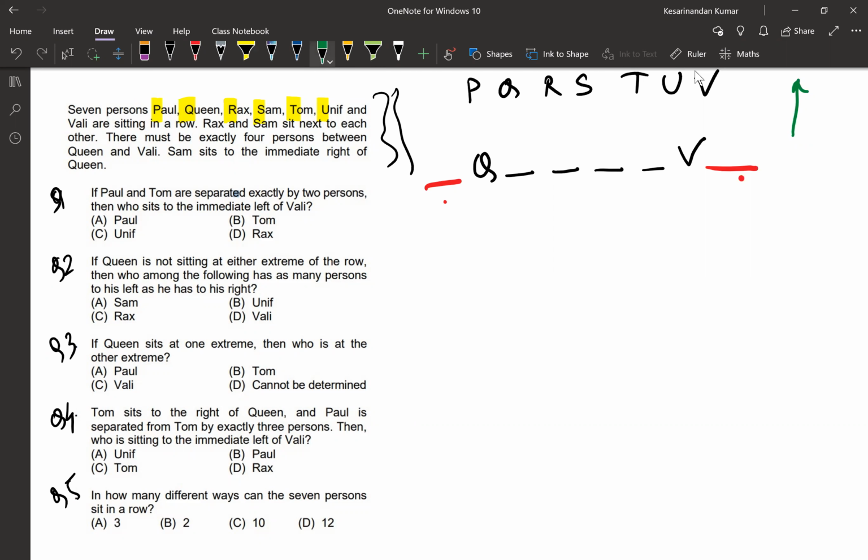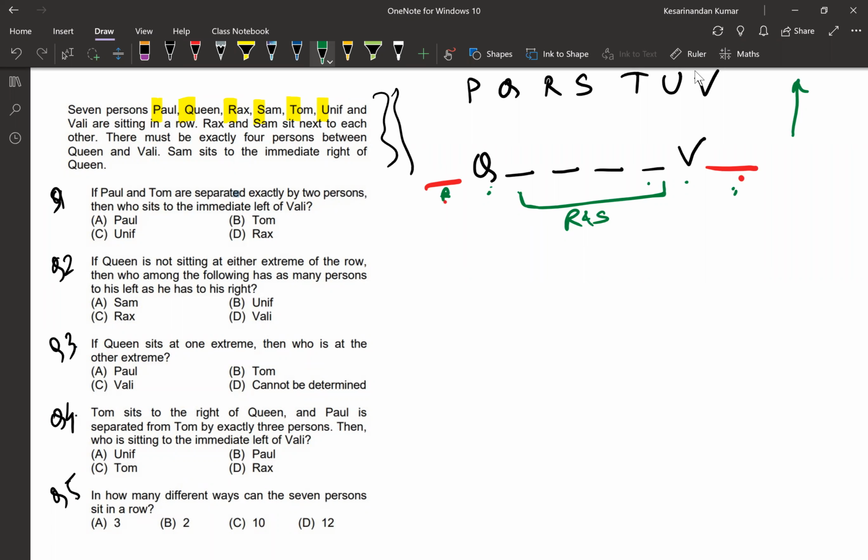So coming back, there must be exactly 4 persons between Queen and Wali. That is done. Criteria is done. Ram and Sham sit next to each other. Now Ram cannot sit here because Sham needs to be adjacent. Ram cannot sit here, Sham needs to be adjacent. Ram can sit here, then Sham will be here. So Ram and Sham will be between these two.